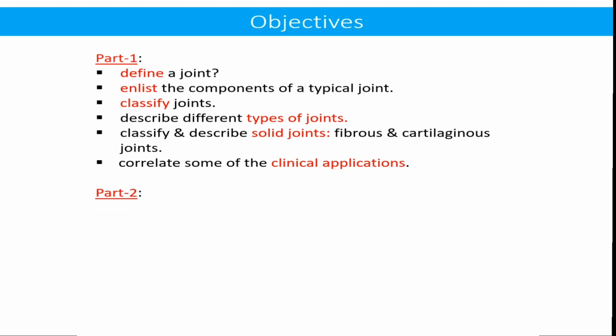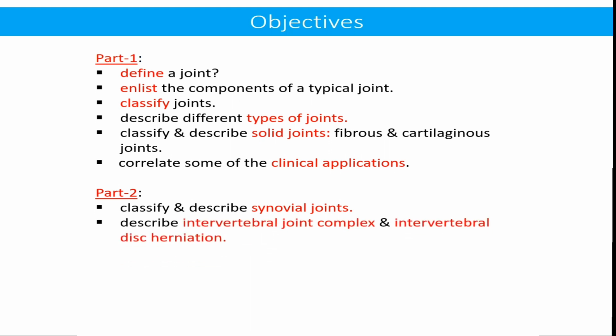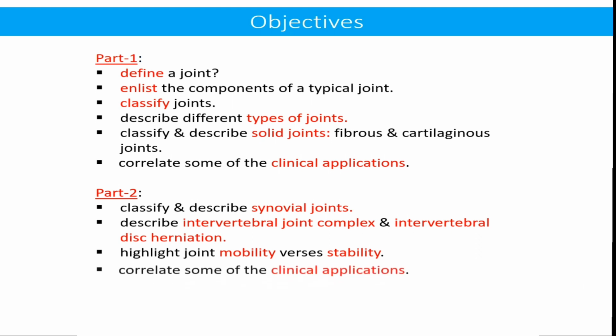At the end of the session for part 2, the participant should be able to classify and describe synovial joints, describe intervertebral joint complex and intervertebral disc herniation, and be able to highlight joint mobility versus stability and correlate some of the clinical applications.